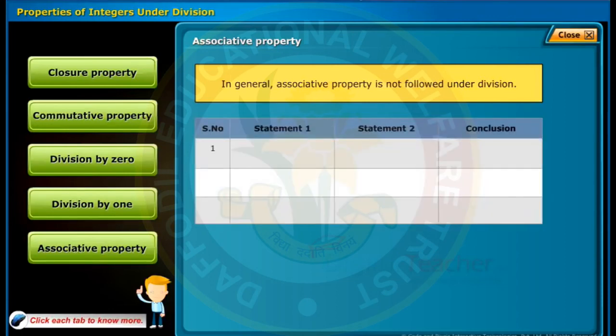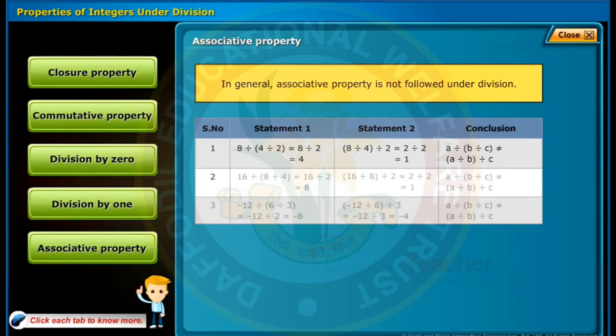Here, in the first example, initially divide 4 with 2. We get 2. Thus 8 by 2 is equal to 4. Similarly, in statement 2, initially divide 8 with 4. We get 2. Thus 2 by 2 is equal to 1. Thus we conclude that a by b by c is not equal to a by b by c. Similarly, the next two statements are shown.